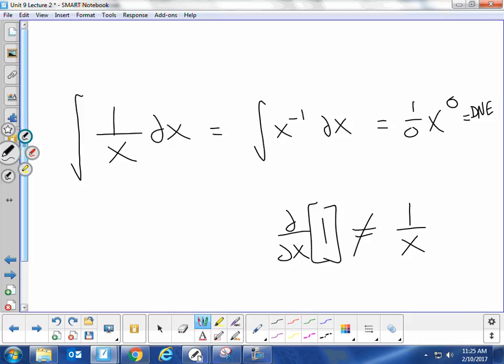Well, that's not right either. Turns out the power rule works for every single exponent of x except for negative 1. The power rule does not work for 1 over x.